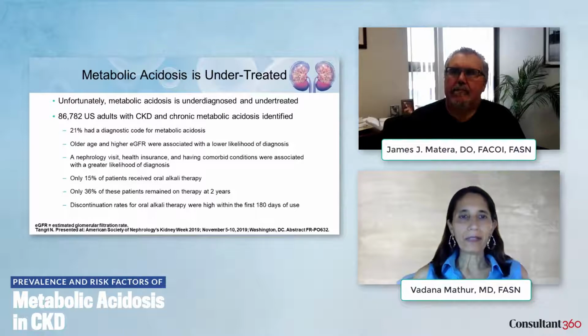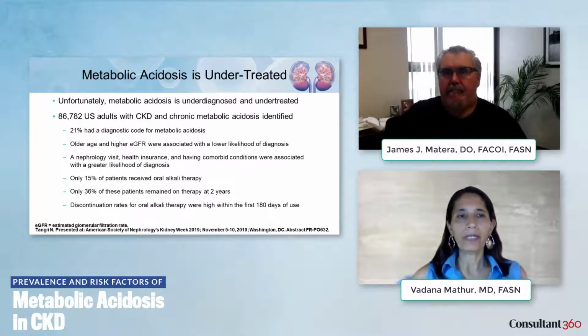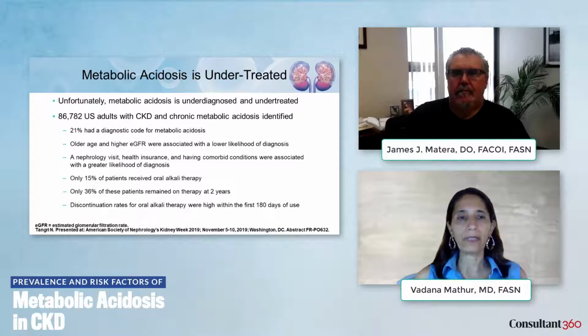Despite the fact that there are these numerous musculoskeletal and kidney complications related to metabolic acidosis, today, when we look at the published studies, we find that metabolic acidosis is both underdiagnosed and undertreated. In this particular study shown here, it was a large epidemiology study with about 86,000 patients with CKD and chronic metabolic acidosis, very rigorously defined by their GFR and their serum bicarbonate values from this database. 21% of those who had metabolic acidosis had an actual diagnostic code. So we're not coding very effectively for metabolic acidosis.